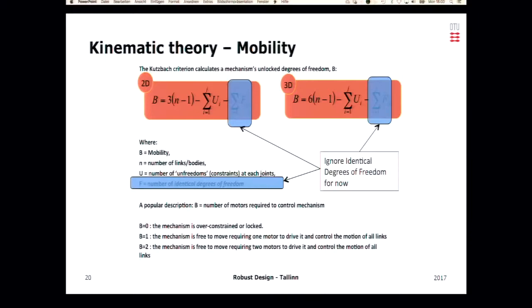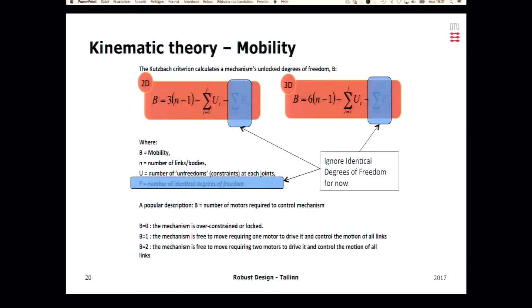Now, the important bit to remember here is if B is 0, the mechanism is overconstrained or locked. If B comes out to equal to 1, then it's free. It's correctly constrained. And if B is equal to 2 or more, then it's under constrained. It means we don't have complete control over the mechanism. Now, when B is 1, it assumes we're going to drive it with a single motor or with a single actuator.